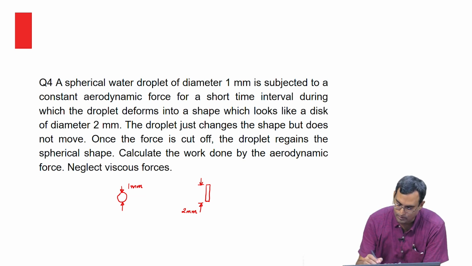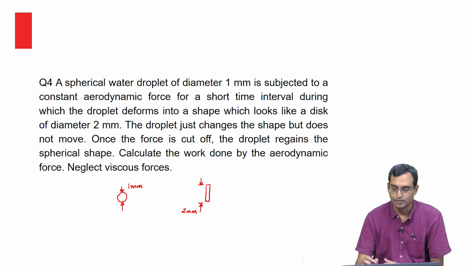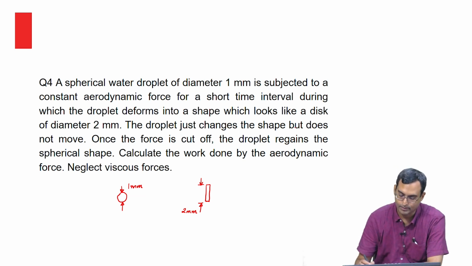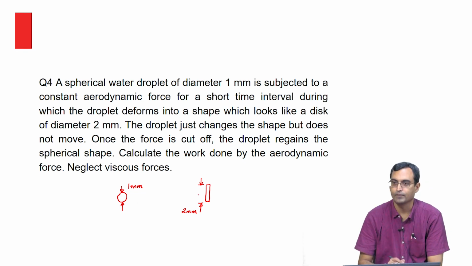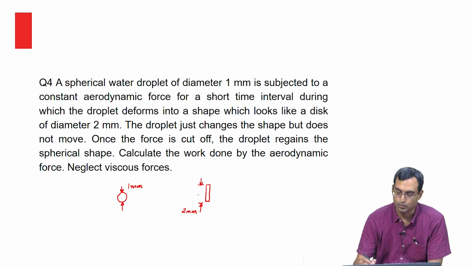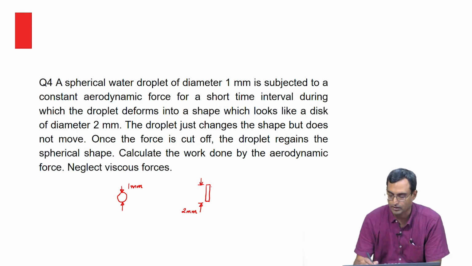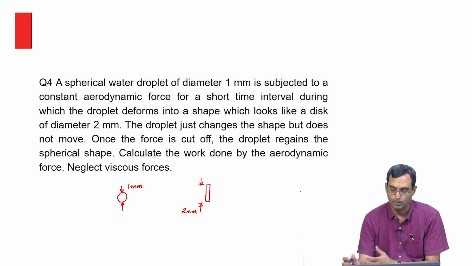And what it said is the droplet just changes the shape but does not move. We are just assuming that this is the case. Once the force is cut off, the droplet regains the spherical shape. So, after the force is removed, once again it becomes spherical. Of course, that is not immediately relevant, but what we are trying to do is calculate the work done by the aerodynamic force in going from this shape to the other. That is essentially what we want to find out. So, once force is cut off, it will come back to whatever it was originally.